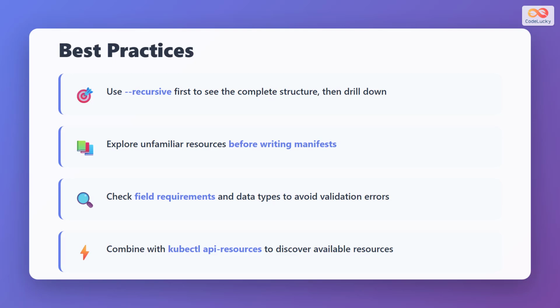Here are some best practices when using kubectl explain. First, use the recursive flag to see the complete structure, then drill down into specific fields for detailed information. Always explore unfamiliar resources before writing manifests to understand what's available. Check field requirements and data types to avoid validation errors when creating resources. Combine kubectl explain with kubectl api-resources to first discover available resources, then learn about their structure. These practices will make you more efficient when working with Kubernetes.